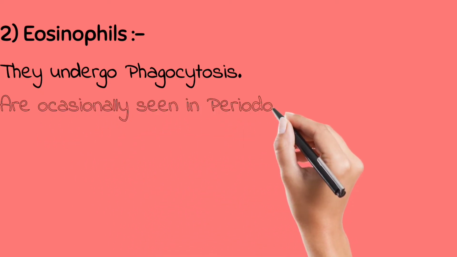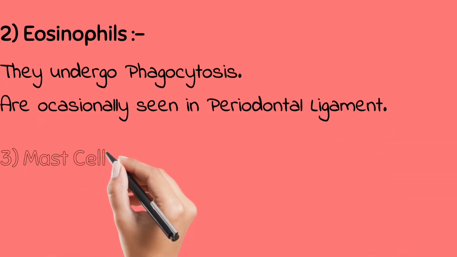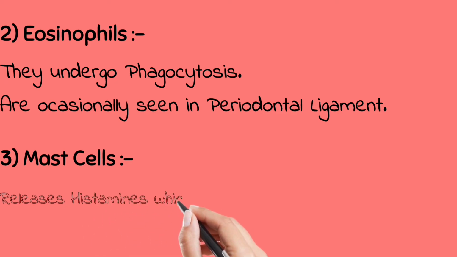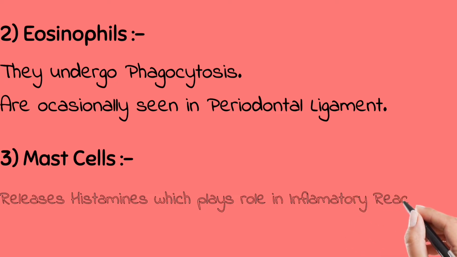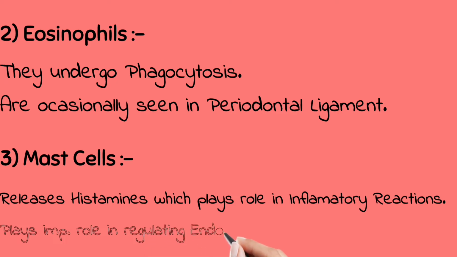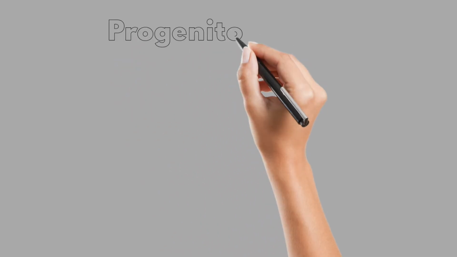Next, we have the mast cells. The mast cell releases histamine, which plays an important role in the inflammatory reaction. These mast cells also play an important role in regulating the endothelial and the fibroblast cell population.